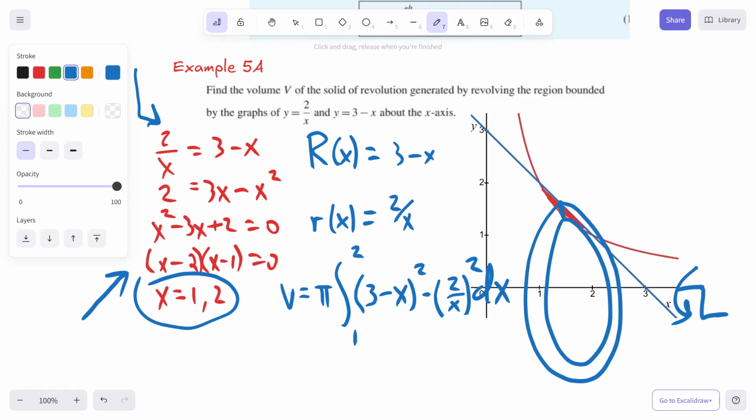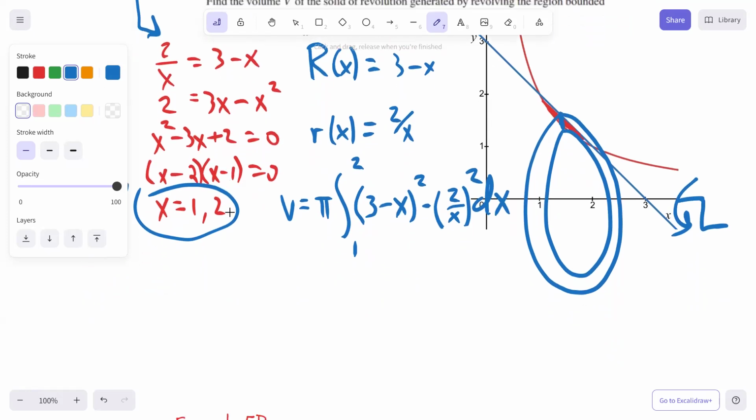In this case, if we had to evaluate it, the first thing we would do is FOIL the 3 minus x out and then square the 2 over x. All right, so you'd have 9 minus 6x plus x squared minus 4 over x squared. And then we could anti-differentiate that.